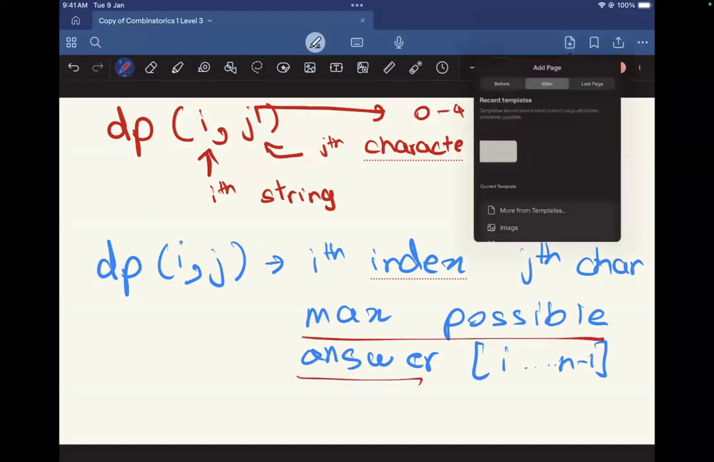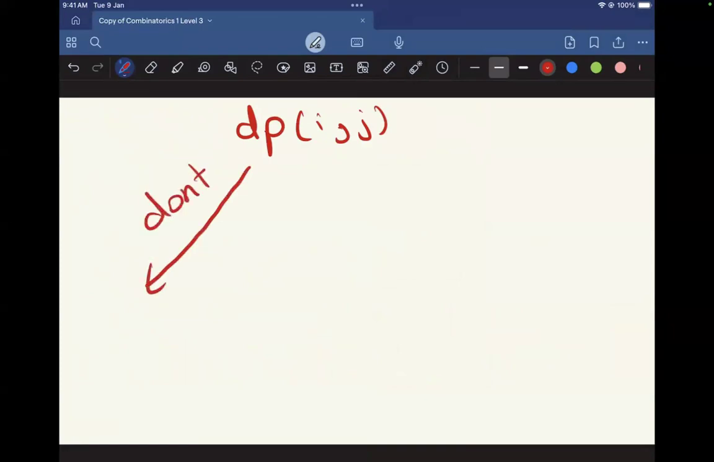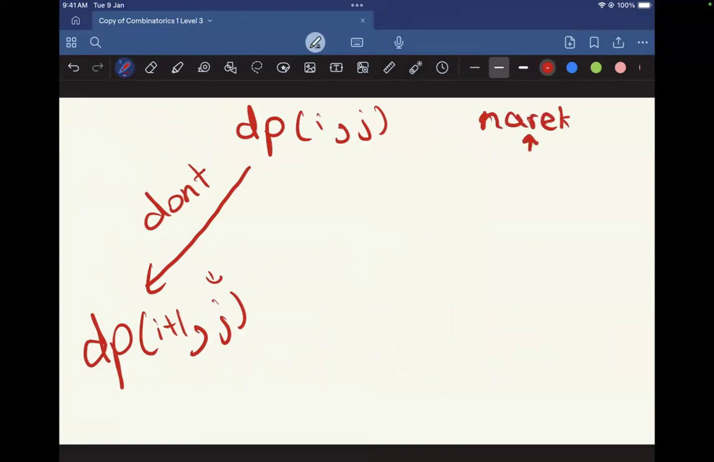Now, the only thing we need to figure out is how would we calculate the answer. If I am at DP I, comma j, I have two choices. Either I will not take it. If I don't take it, do you guys agree that I go to DP I plus 1 and I still am in search of the same character? Let's say in NAREK, I wanted to search R. If I don't pick it, I still want to search R in the next string. Yes or no? It would not magically become N, correct?